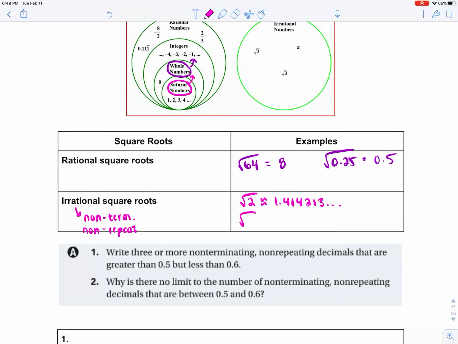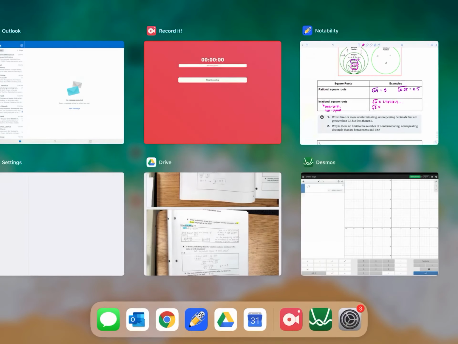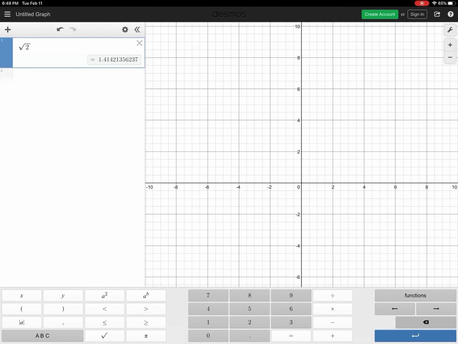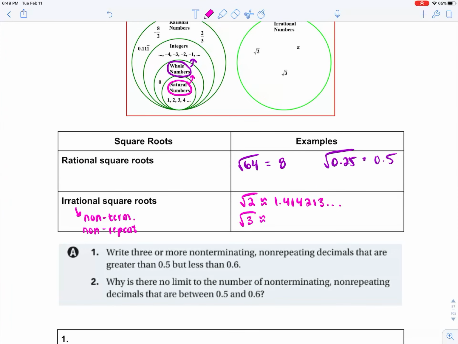Another example I can think of is the square root of 3. So let me type in here. Square root of 3 is 1.732050. And that continues on forever and does not repeat and does not terminate. All right, come up with one more example of an irrational square root, okay?